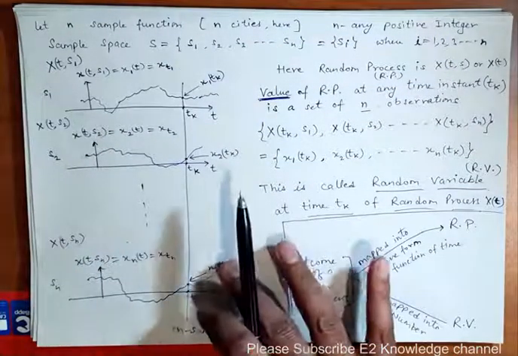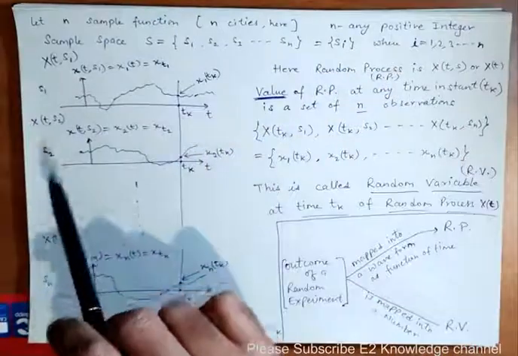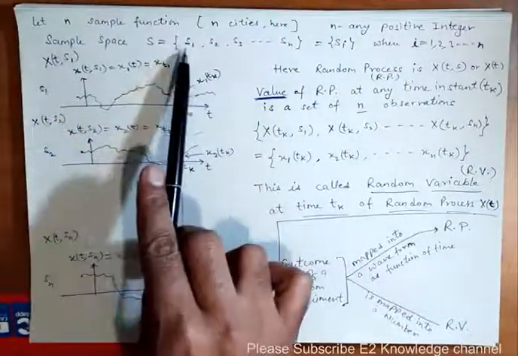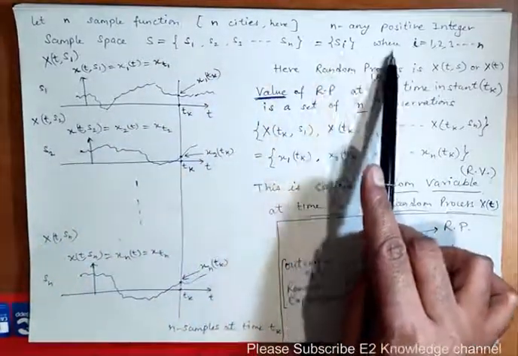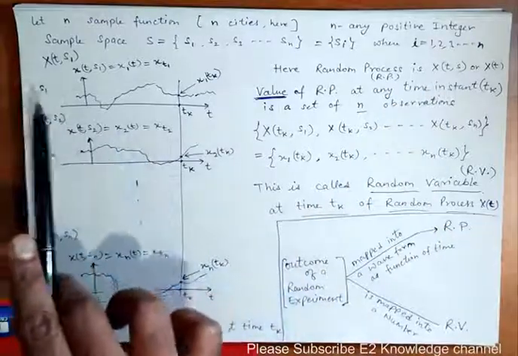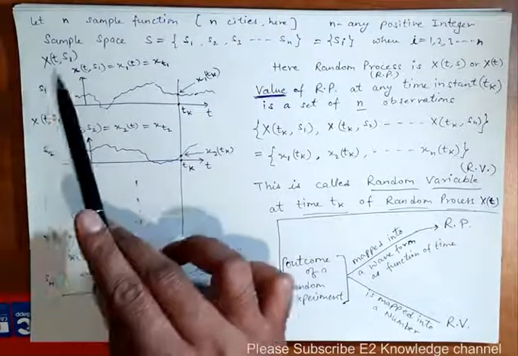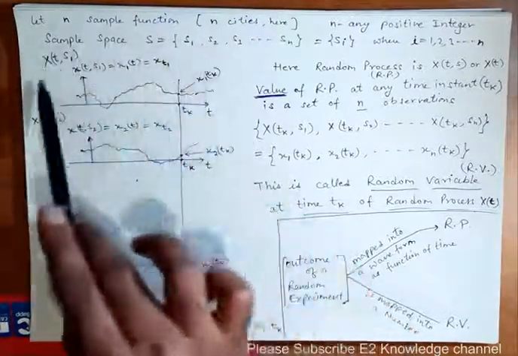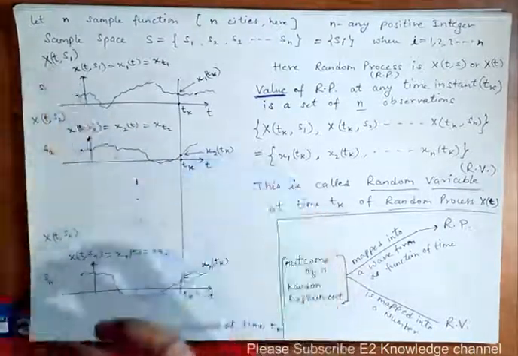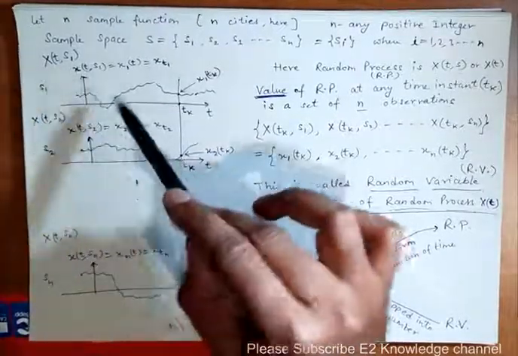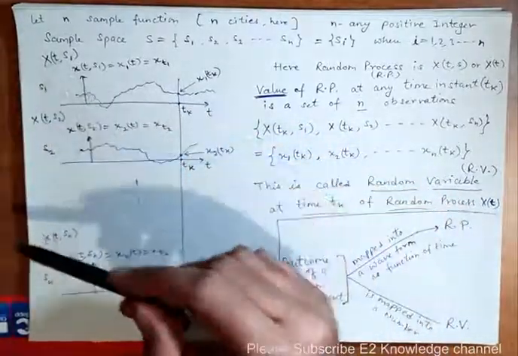Let us explore the example further. Let there be n sample functions, that is n series, where n is some positive integer. Now the sample space becomes S1, S2, S3, up to Sn, that is for different cities, and we can write it as Si, where i equals 1 to n. Now plotting the sample functions for each city, we can write them as X(t, S1), X(t, S2), up to X(t, Sn). When we write capital X, then we are talking about the random process. When we take small x, then we are talking about the dummy variable which can represent any position in that random process.